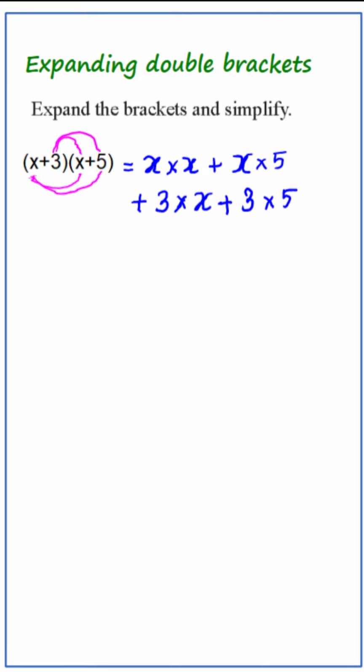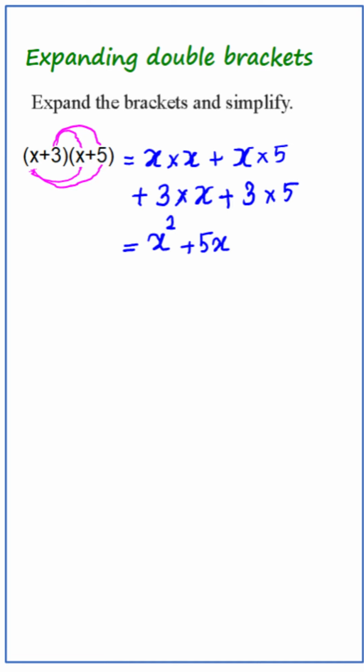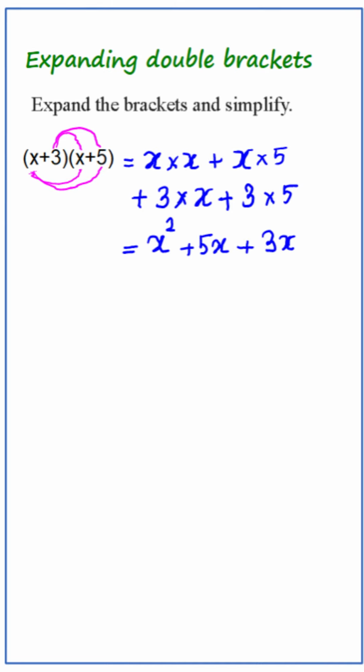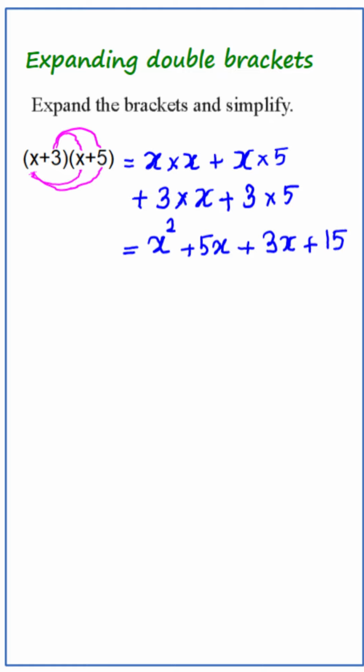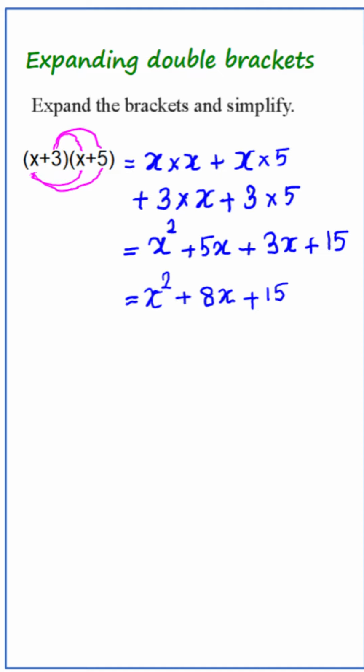So let's simplify this. X multiplied by x is x square plus x multiplied by 5 is 5x. 3 multiplied by x, 3x. 3 multiplied by 5, 15. Now let's simplify this one by adding the like terms. X square plus 5x plus 3x is 8x plus 15.